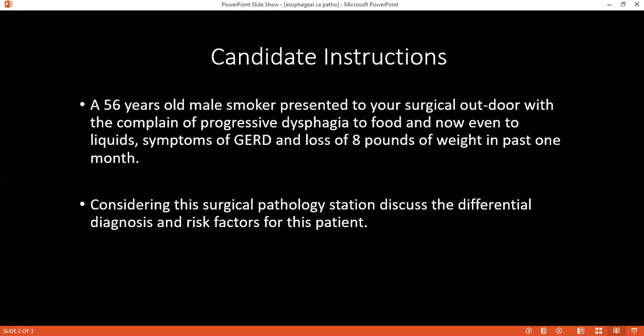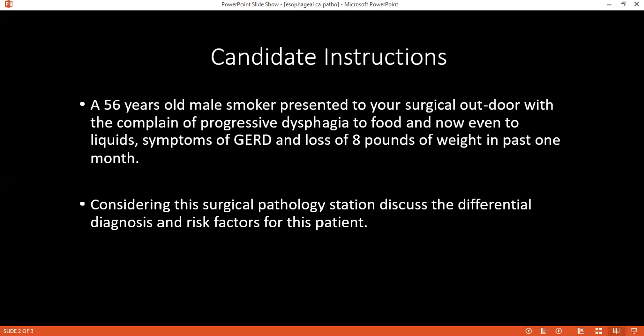Okay. What other investigations would you ask for this patient to confirm your diagnosis? My investigations would be routine blood investigations, barium swallow, gastric endoscopy and biopsy, CT abdomen and CT chest. Okay. You've already considered that the patient is having dysphagia to food and liquid. So how would you classify the condition of the patient?